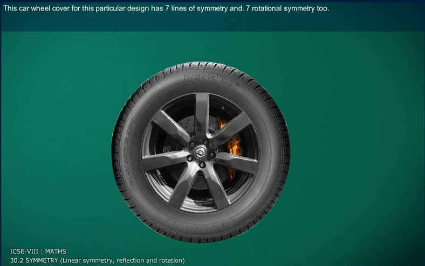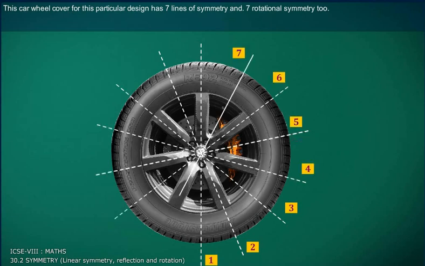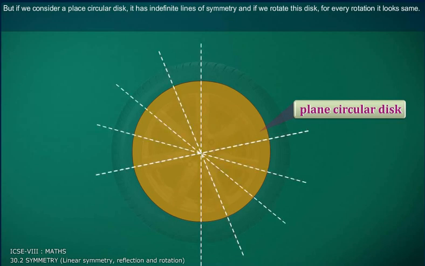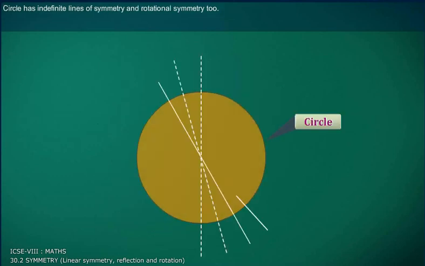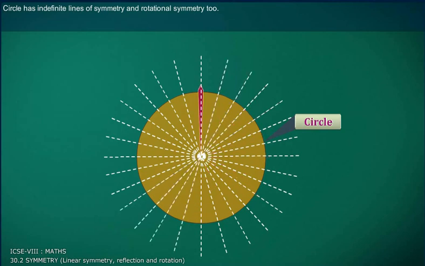This car wheel cover, for this particular design, has 7 lines of symmetry and 7 rotational symmetry too. But if we consider a circular disc, it has infinite lines of symmetry, and if we rotate this disc, for every rotation it looks the same. Therefore, it has infinite rotational symmetry too. A circle has infinite lines of symmetry and rotational symmetry too.